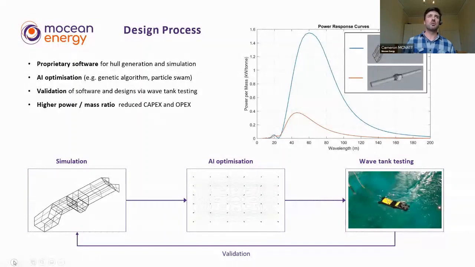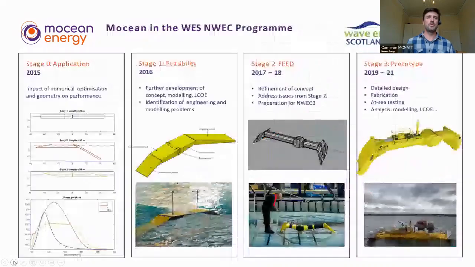But we've heard from some of the other speakers, Ocean, the importance of increasing the power and lowering the mass or the size, where mass and size relate to cost, basically. In the top right corner of the screen, you can see a Mocean geometry compared to a standard hinged raft. On the x-axis is wavelength, on the y-axis is power per mass. And what you can see is just by changing the geometry, we're vastly improving the performance compared to a standard hinged raft. Next slide, please.